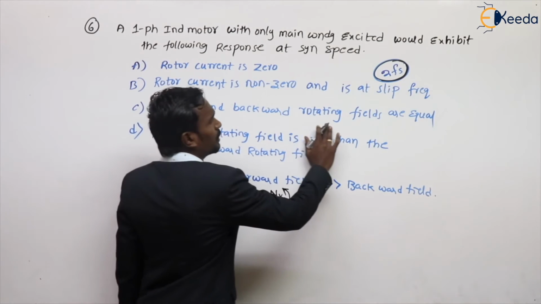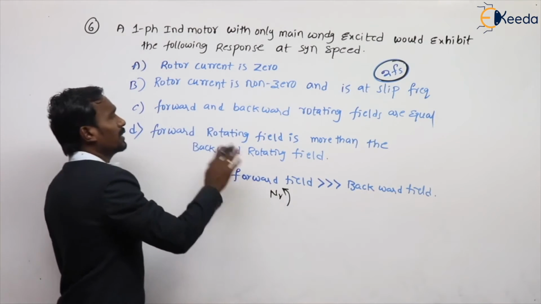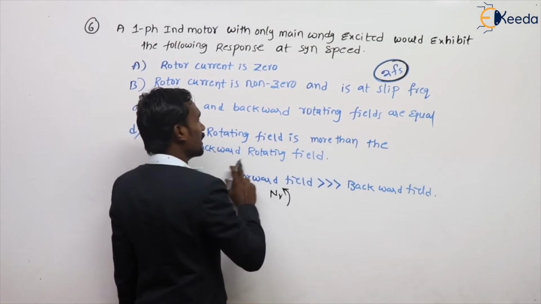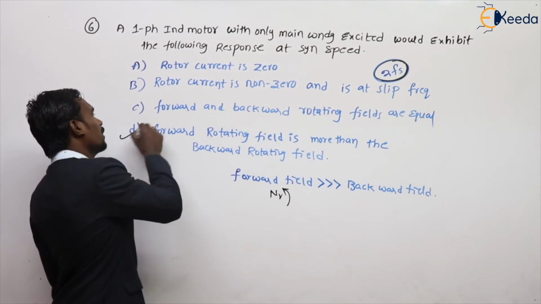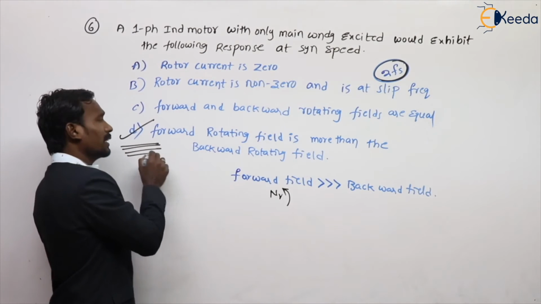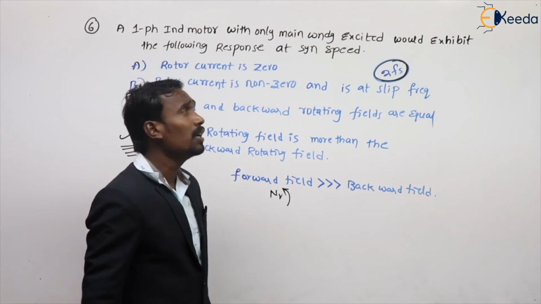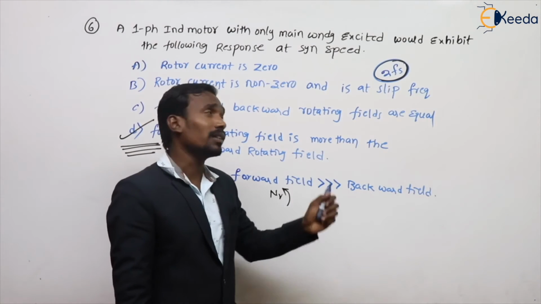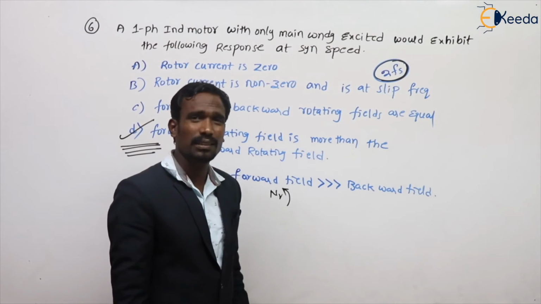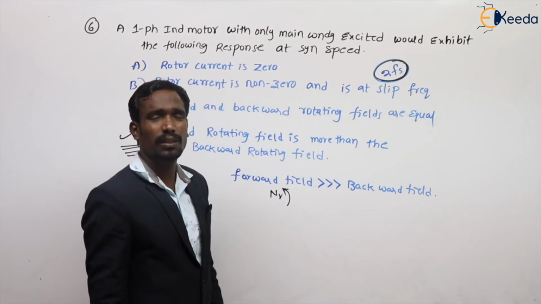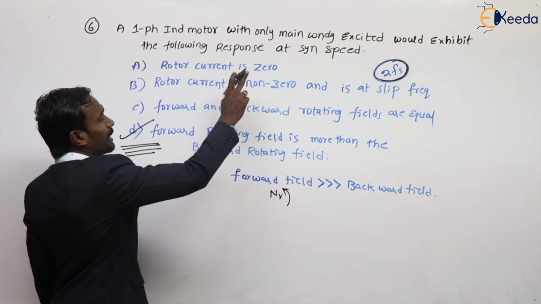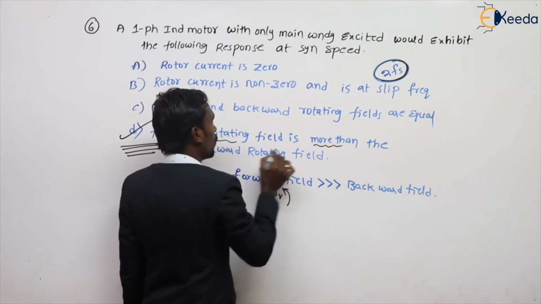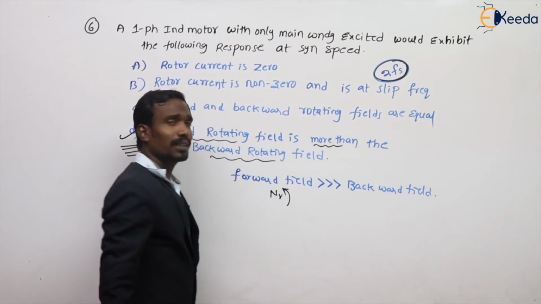Forward and backward rotating fields are equal. This is also a wrong answer. The forward rotating field is more than the backward rotating field, very much greater, because we excited only the main winding, not the auxiliary winding. This is a theory question on single phase induction motor. When the main winding is excited, remember this, the forward rotating field is more than the backward rotating field.